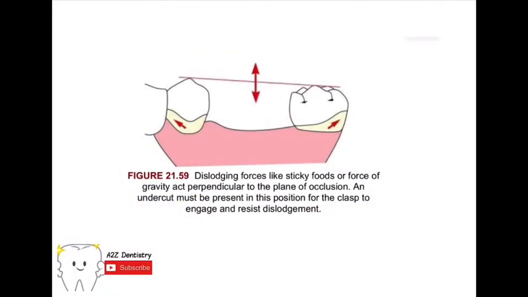So now moving to the main function of the clasp. Basically what happens is that there are some forces, specifically the masticatory forces, which act perpendicular to the direction of the tooth, and they tend to dislodge our RPD in the direction of the occlusion or the occlusal table of the tooth. So basically our clasp engages the undercut so that this kind of dislodgement can be prevented. For this, an undercut must be present in a given tooth.